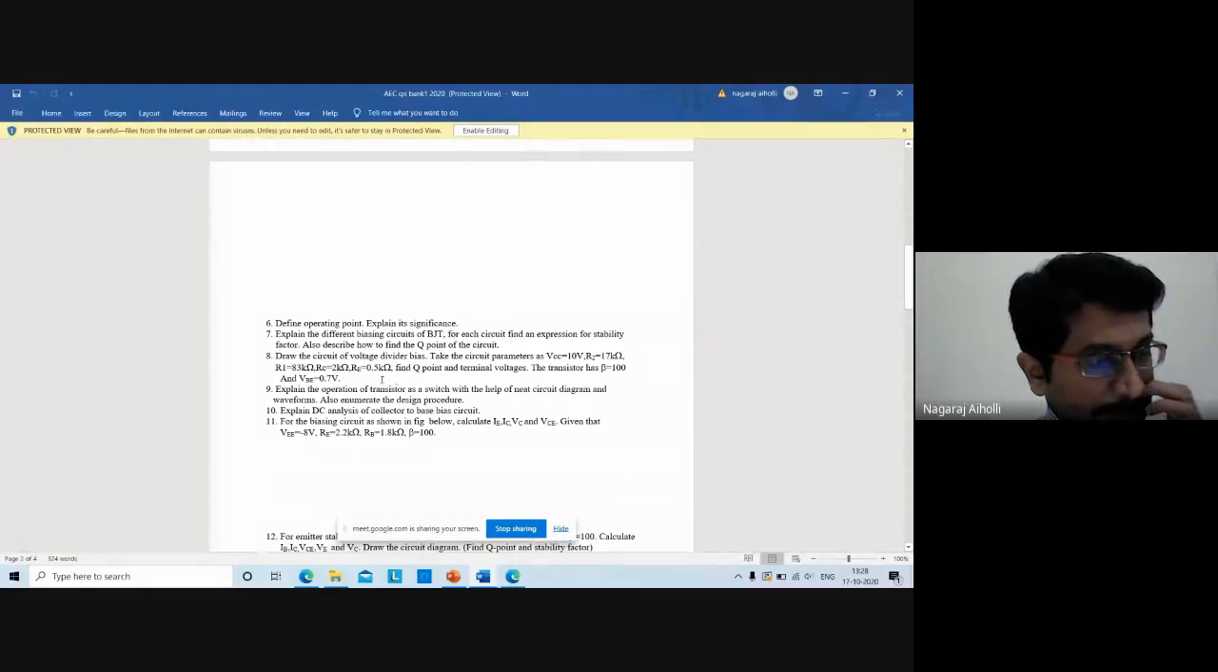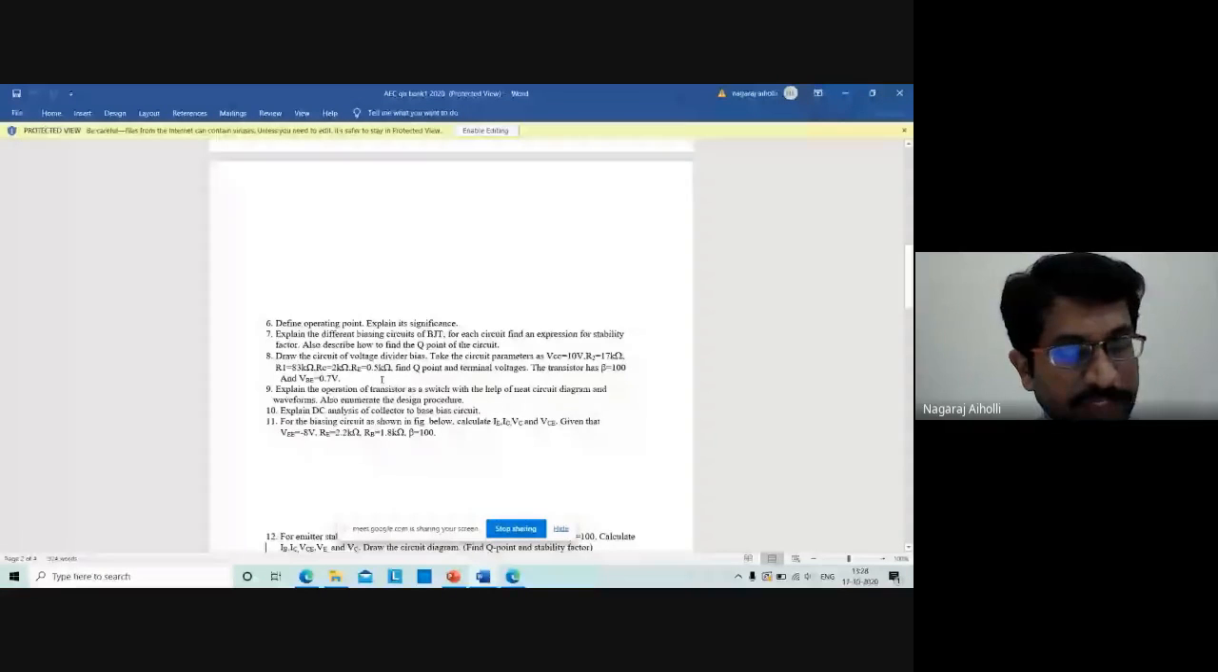Terminal voltages are nothing but the voltages at the terminals: VE, the emitter terminal voltage, VB, the base terminal voltage, and VC, the collector terminal voltage. VE is given by IE into RE, where IE is IB plus IC. Then VB is VBE plus VE, because VBE is VB minus VE. Therefore, VB equals VBE plus VE.